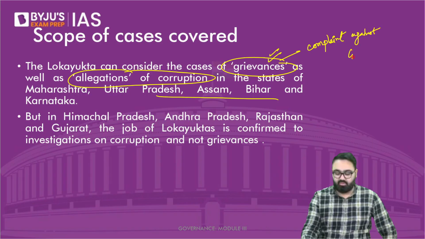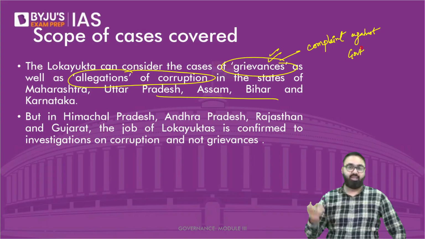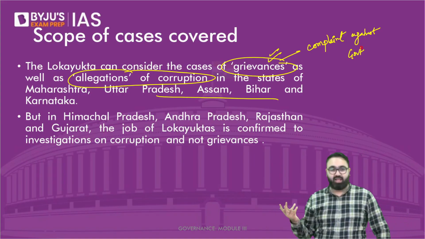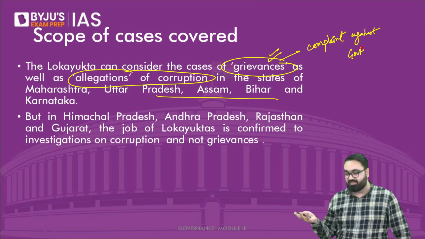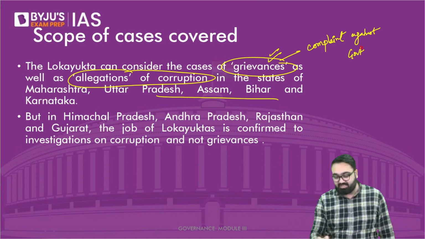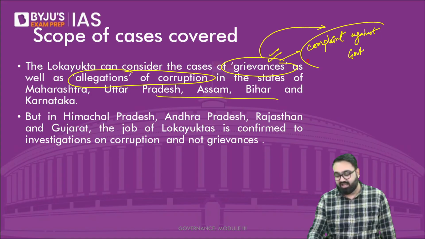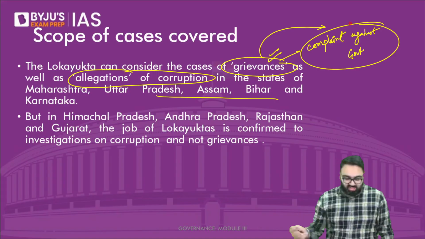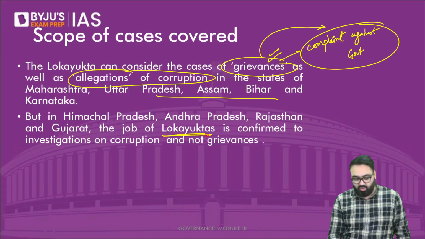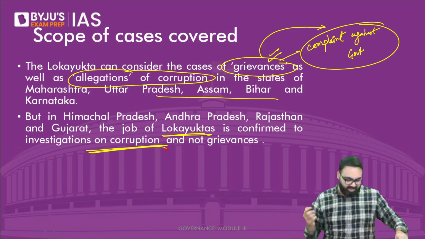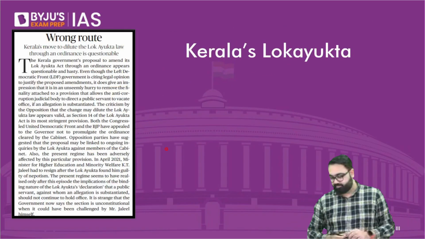Like, your water bill is very high, your phone bill is very high, electricity bill is very high, you are not getting your driving license, there's a delay in government service. So these grievances also in certain states can be registered with the Lokayukt, but not in all states. Most other states only allow the Lokayukt to investigate corruption and not grievances. So it depends on state to state how they go forward.